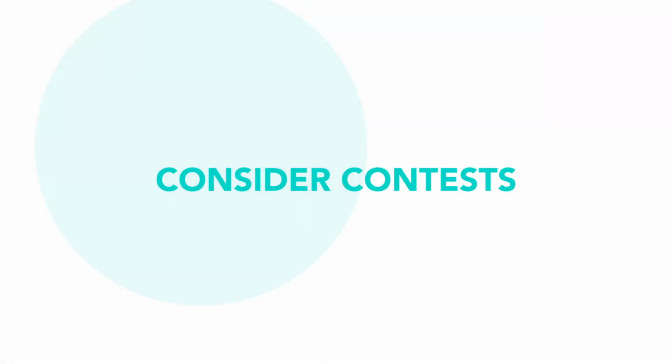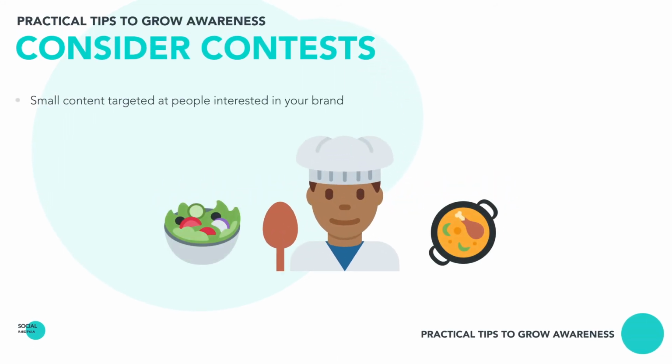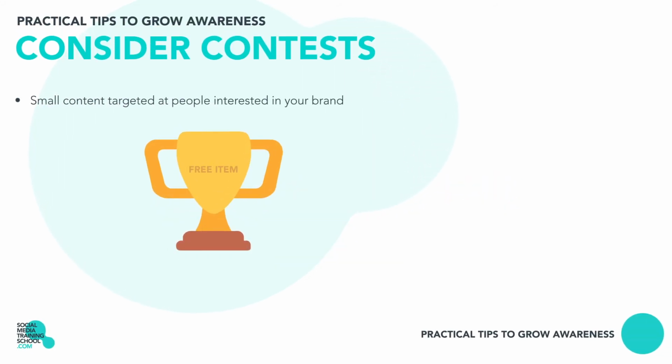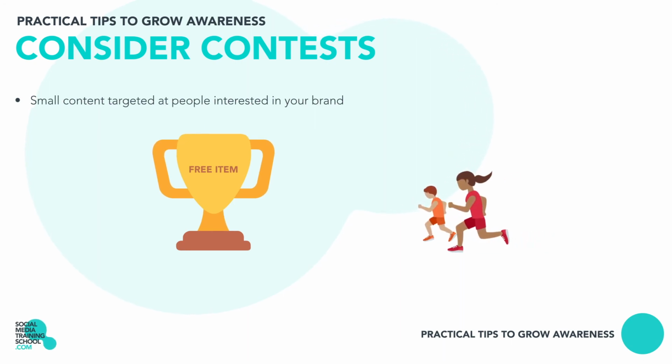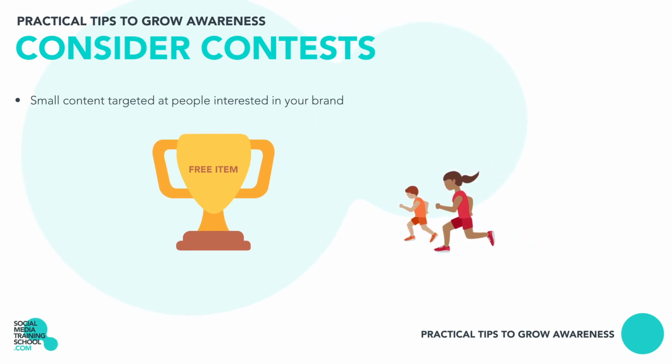A fifth tip to increase brand awareness is through creating a small contest or giveaway. For example, if you're a small business with 950 followers, you can say you'll give away a free item when you hit 1,000 and encourage followers to get their friends to join.